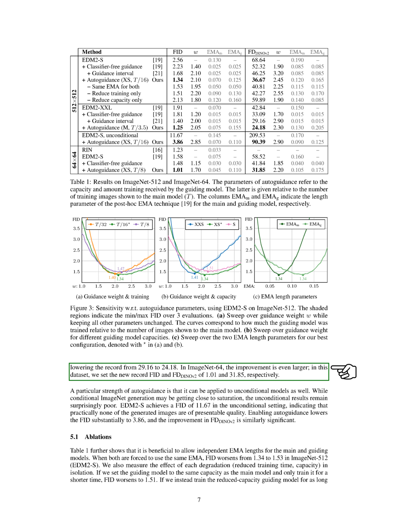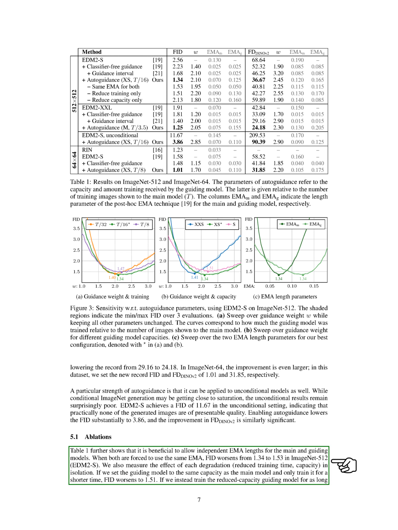Section: Ablations. In this section, we experimented with different setups to understand how they affect the performance of our models. We found that having separate exponential moving average (EMA) lengths for the main and guiding models is beneficial. When both models were forced to use the same EMA length, the Frechet inception distance (FID) metric worsened. We also looked at the impact of degradations like reduced training time and capacity on the models.